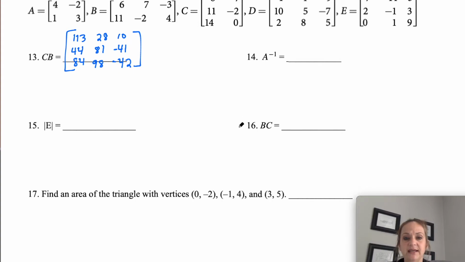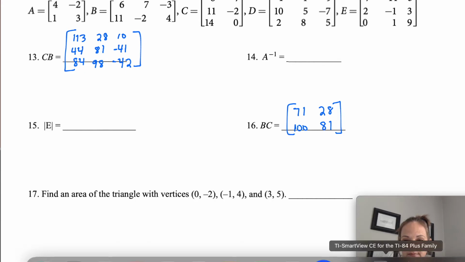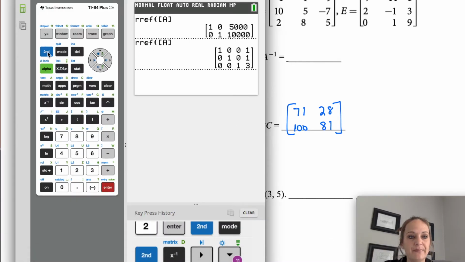C times B and B times C should not be the same thing. You cannot switch places when you're multiplying with matrices. So number 16 is going to be 71, 28, 181 if you were to make the B go first and then the C. Now number 14 I am going to show you because of something that happens.